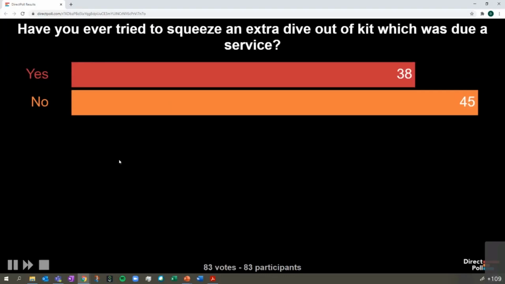What about, have you ever tried to squeeze an extra dive out of kit? And I'm even more glad to see that 45, the majority of people, haven't tried to do it, but it's also equally concerning to see that 38 people have done it. We've done extra dives on kit which was due a service. It's easily done. But how much does the service cost, and what's the impact if you don't get the service? Something to think about yourself. Look through the equipment section of the incident report and see how many of those dives related to equipment that malfunctioned. There's a lot of them in there that relate to free flows, and free flows are a very common side effect of poorly serviced regulators.